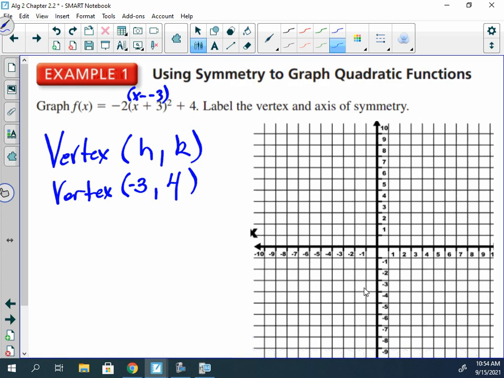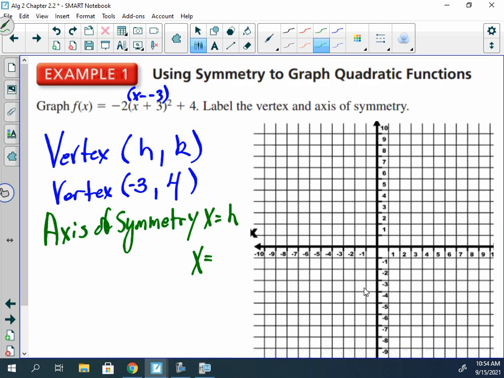And the reason we even talk about the negative is because in our general form, we have what? X minus h. The x minus h is causing us to get that different sign. So our vertex would be negative 3, 4. Now the axis of symmetry is x is equal to h. So here x is going to equal what? Negative 3. Here x is going to equal negative 3.